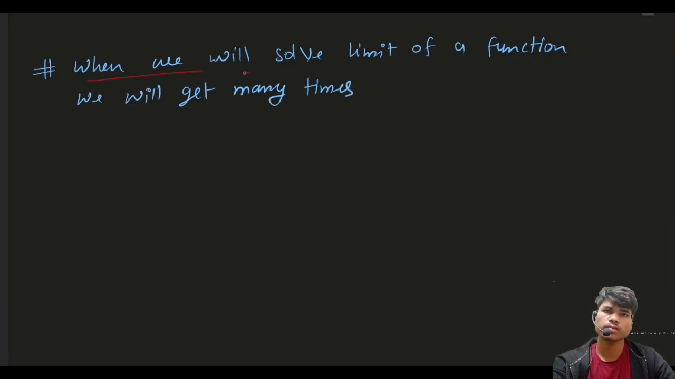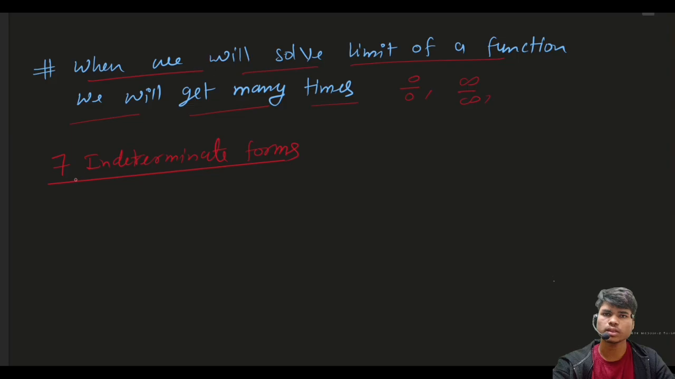When we solve the limit of a function, we will get many times forms like 0 by 0 form, infinity by infinity form. So there are a total of 7 indeterminate forms. First, 0 by 0 form. Second, infinity by infinity form. Third, infinity minus infinity form.